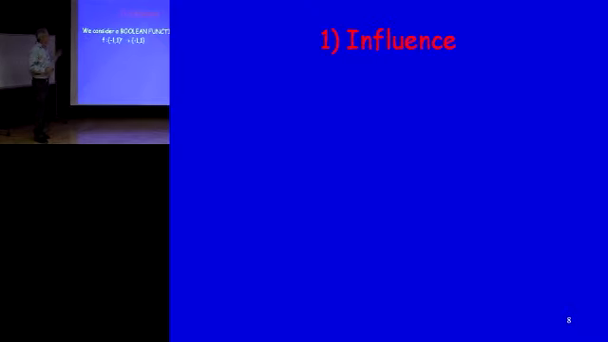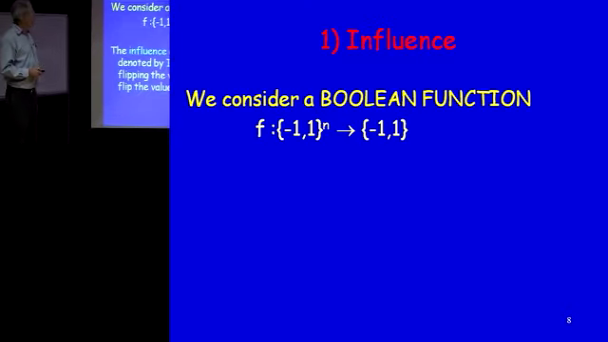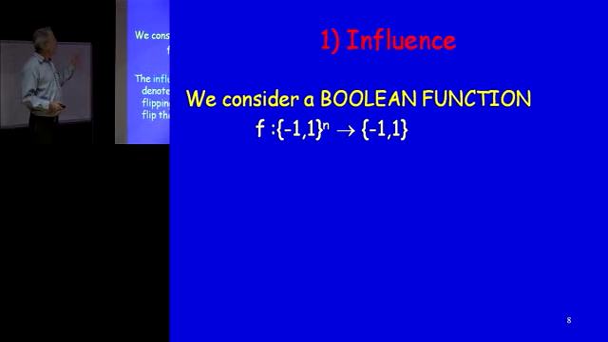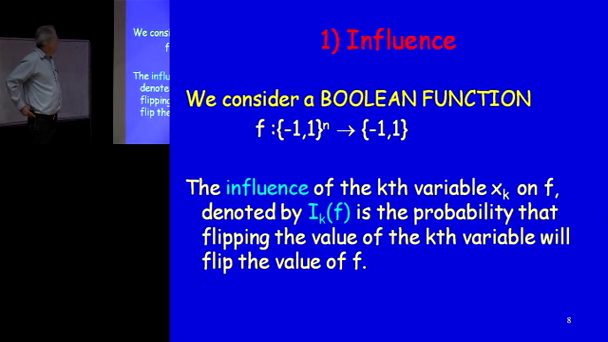So the first concept I would like to mention is influence. We consider a Boolean function, again a function from {-1,1}^n, from strings of length n of n variables, to {-1,1}. And the influence of the k-th variable x_k on f, denoted by I_k(f), is the probability that flipping the value of the k-th variable will flip the value of f.